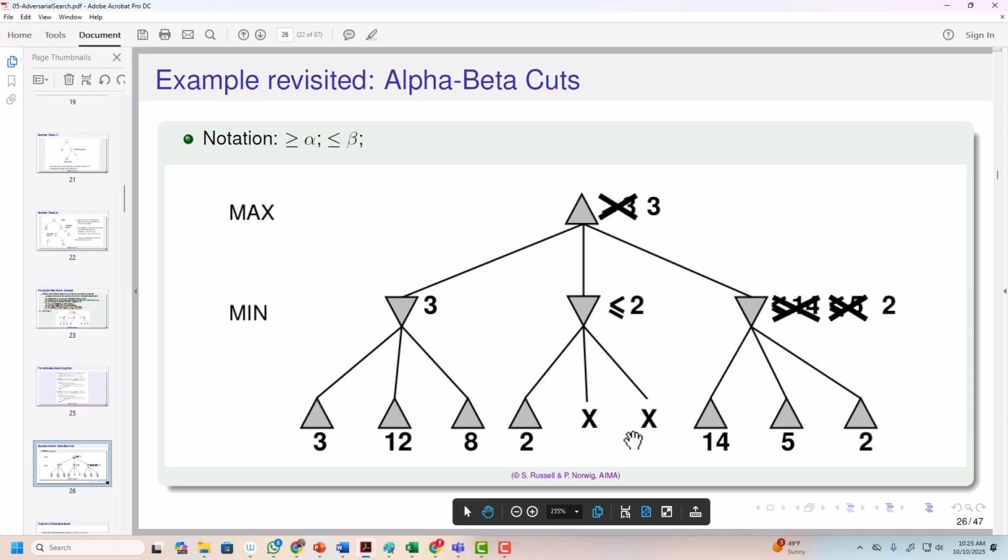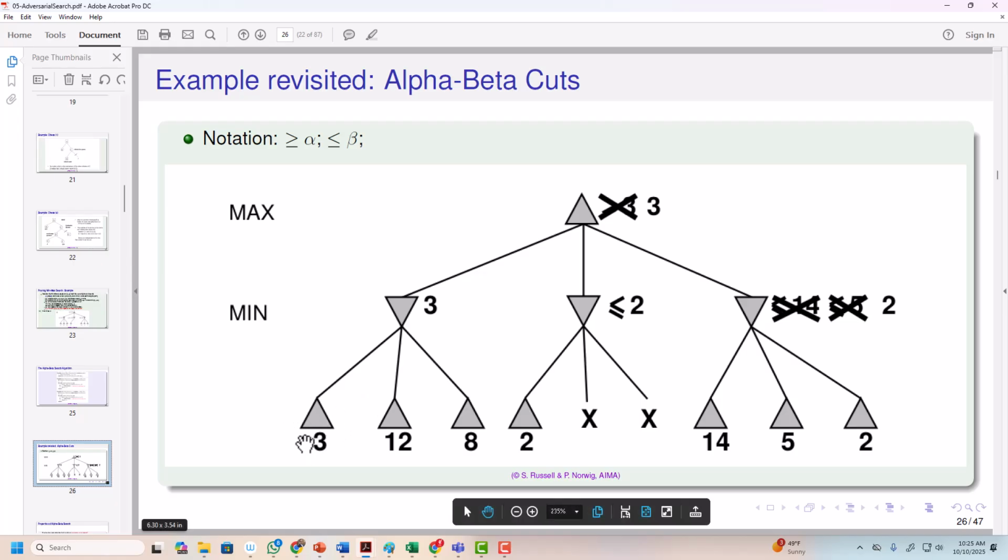We have written them crossed out, meaning they have not been evaluated. Suppose they were labeled as X and Y. Even without knowing their values, it becomes clear that the final minimax decision at the root does not depend on them. So let's see how it works. It's a DFS.